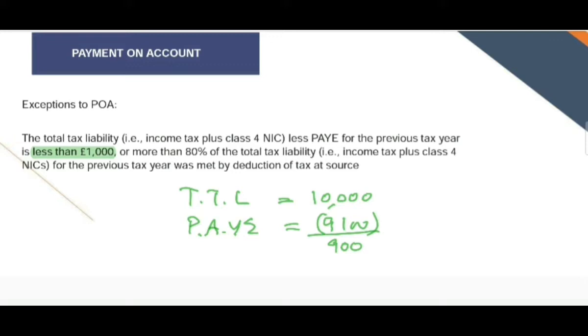Or in the second case, you can consider that the amount 9100 is 91% of 10,000. If you consider how much you have paid as Pay As You Earn in terms of percentage, it is 91% of the previous year's total tax liability. And the rule is, if the Pay As You Earn is more than 80% of total tax liability, then again there is no need to pay payments on account.